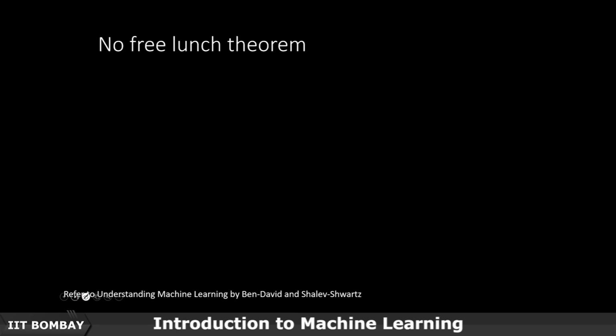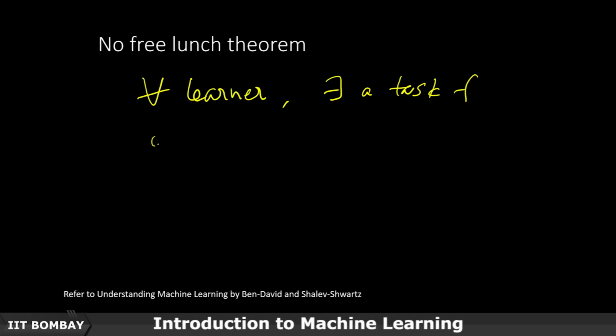But this is not to be taken as a panacea, that every time we reduce the error on the training set, we will always get low error on the entire underlying unknown distribution D. That is because of the no free lunch theorem, which says that for every learner, there exists a task on which it fails. And it actually says that with certain probability.